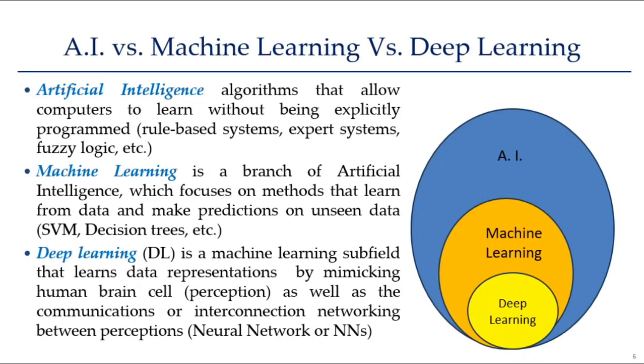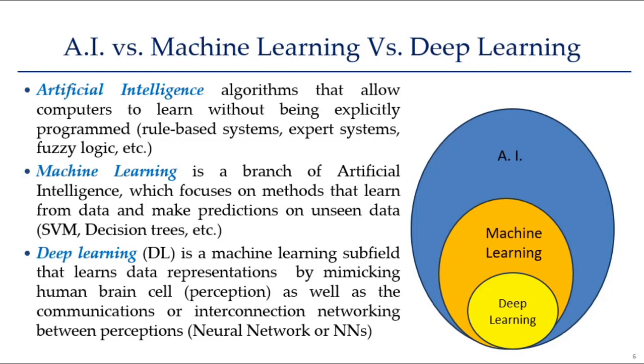Before we start, let's quickly describe what is AI, what is ML, and what is deep learning. AI refers to the algorithms that allow computers to learn without being explicitly programmed. Examples include rule-based systems, expert systems, fuzzy logic, etc. While machine learning is a subset of AI which focuses only on using data to train a machine learning algorithm. This is where the term machine learning came from. Examples include support vector machines, decision trees, and others.